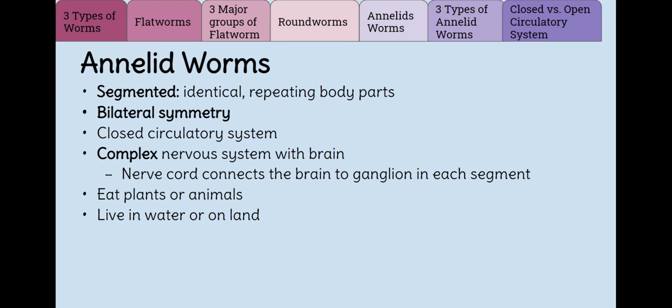Then you have annelid worms. Annelid worms are segmented. That means every ring is identical. They have repeating body parts. They have bilateral symmetry. They have a closed circulatory system, which we're going to talk about in a few minutes. Complex nervous system with a brain. They have a nerve cord that connects the brain to the ganglion in each segment. They eat animals and plants, and they live in water and on land.